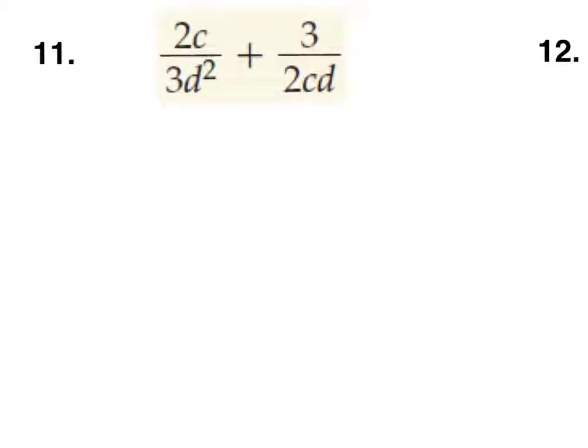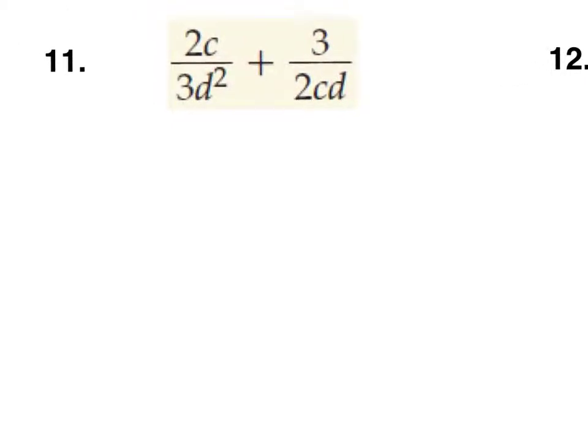Now, when you make the denominators the same, you can't take away any parts of the denominator. You can only multiply them to make them bigger, or you could keep them the same. So let's just take this one number at a time. Let's look at 3 and 2. I can't cross any of those out, but I can multiply them to make them the same number.